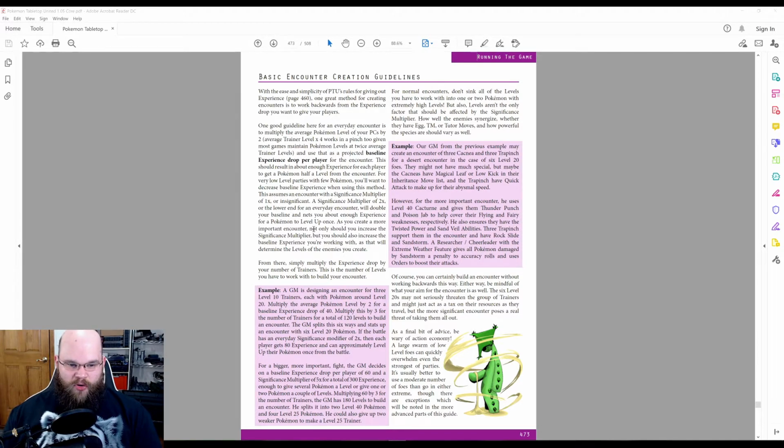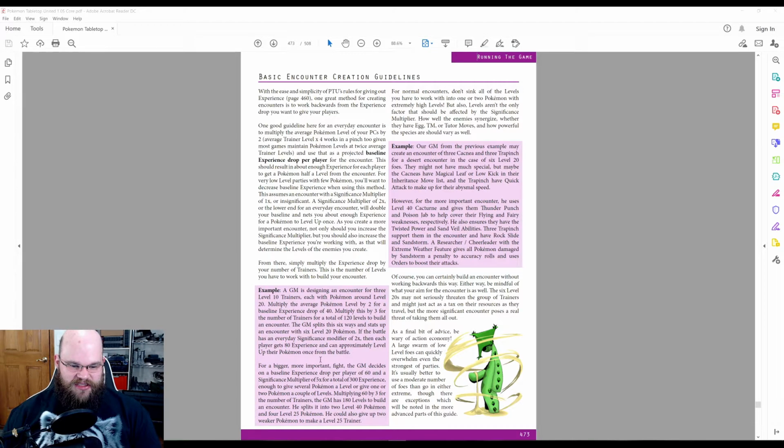Then, as you create more important encounters, not only should you increase the significance multiplier, you should also increase the baseline experience you're working with, as this will determine the levels of the enemies that you create. Now, these guidelines assume that each one of these encounters is going to be using these particular guidelines. Now, at the end of this, I'm going to give you some examples of different types of encounters that I've included in the game that I am running. Some that potentially use these guidelines, and then some other types of encounters that I like to use to spice up my game. So it's not always every encounter is some kind of big hurdle to get over. But we're going to talk about that later.